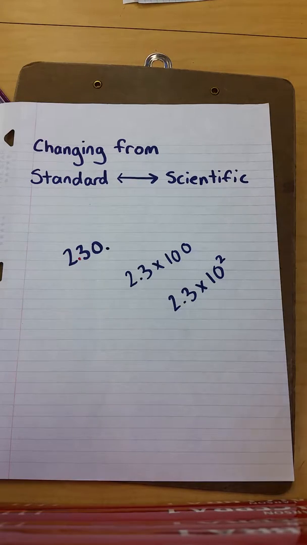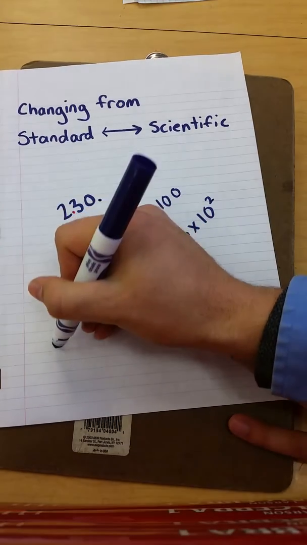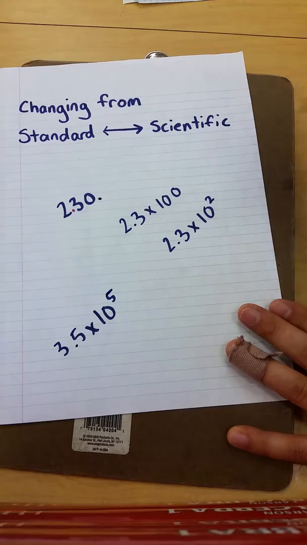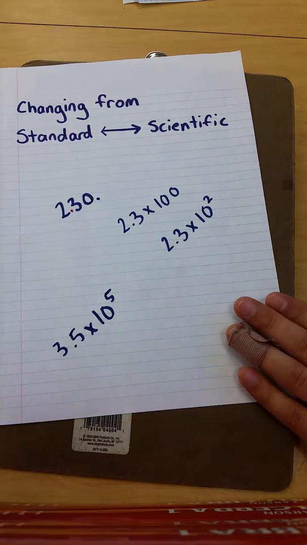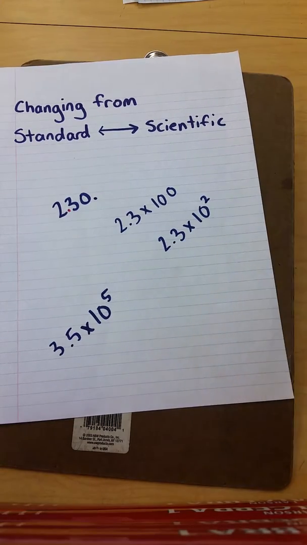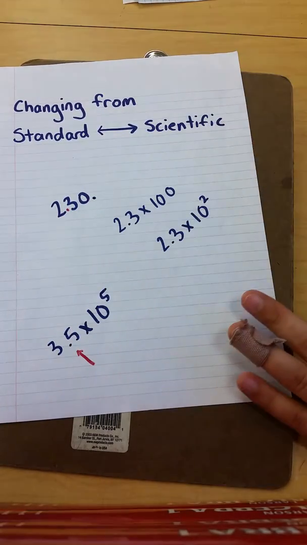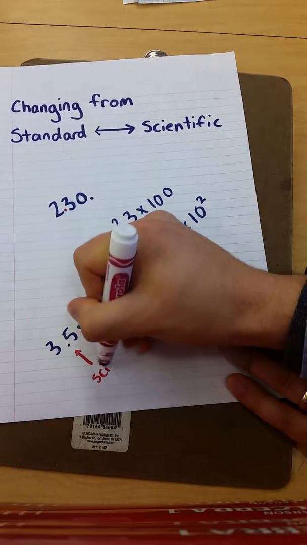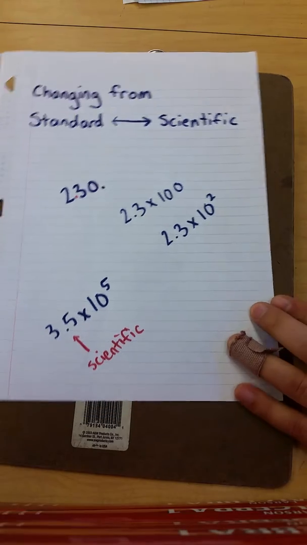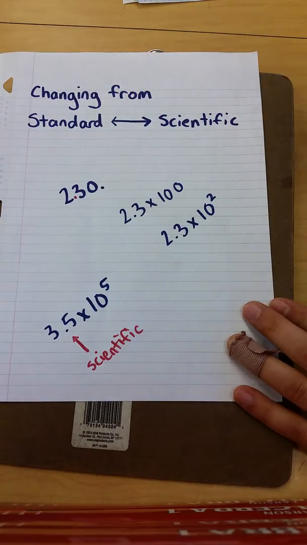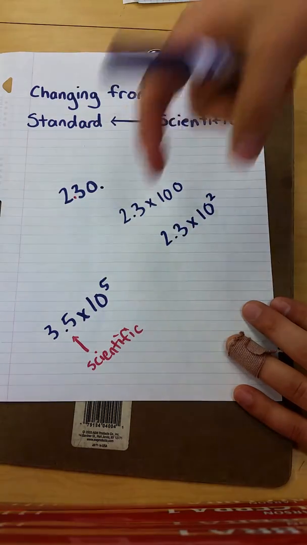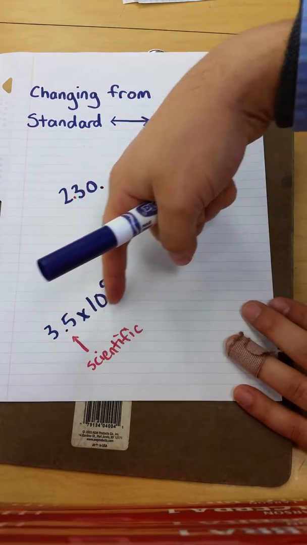To go the other direction, we can take a number like 3.5 times 10 to the fifth power, and we can try to write it in standard notation. So this will be right here. This is not going to be the real decimal point. This is going to be the scientific decimal point. The real decimal point, since we're going to multiply this by 100,000, is going to be over here somewhere, because this is going to be a pretty big number, so there's going to be some zeros after it.